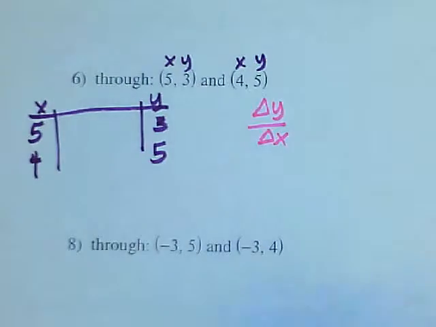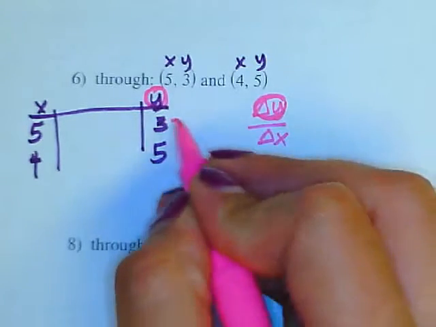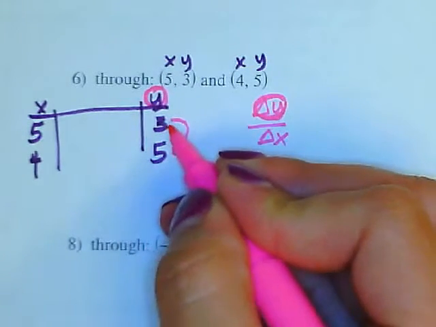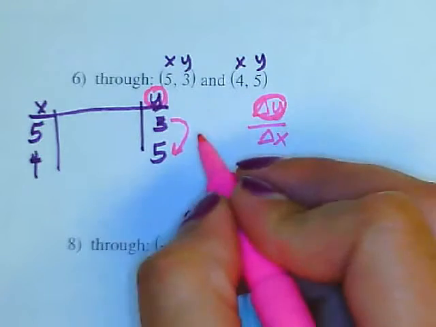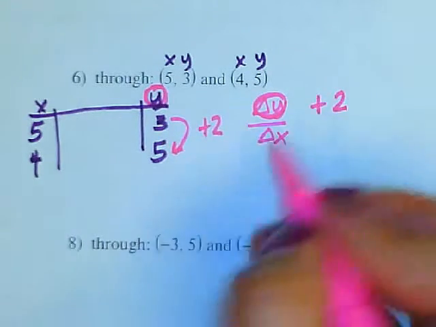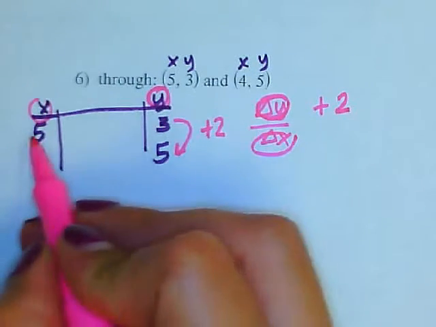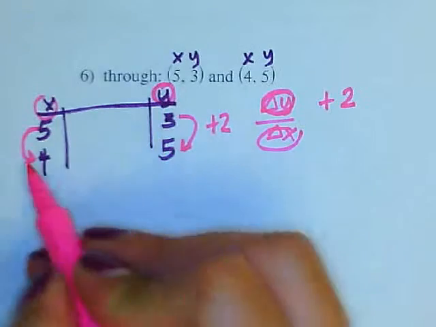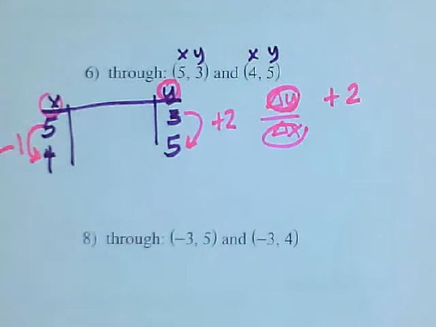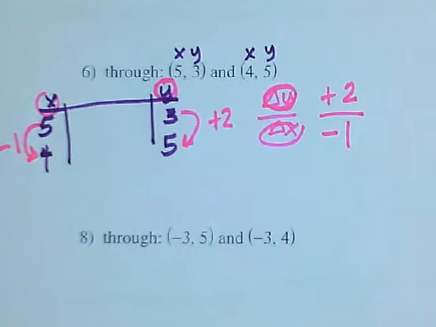Change in y over change in x. From the y's, here are my y's. Y's are on the top. What is the change that happened between 3 and 5? Well, I added 2. So my change in y is 2. Change in x. Now the x's are over here. What is the change that happened between 5 and 4? Well, I subtracted 1. So then that is my change in x.